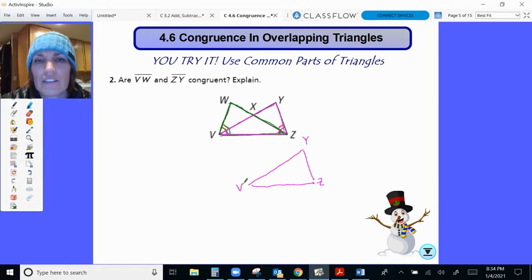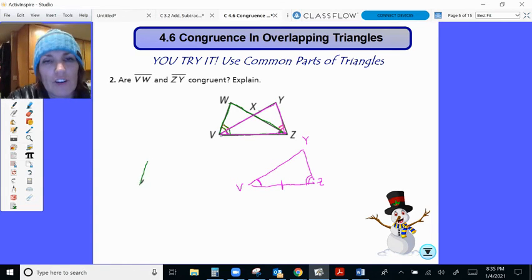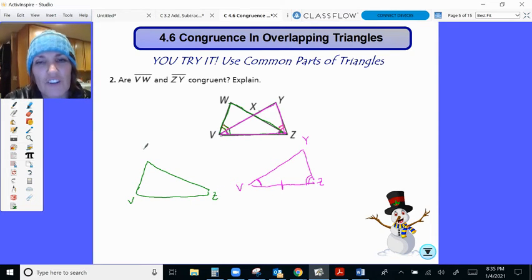Y, Z, V, I know that the V has that marking. Z is congruent because I can add the two little triangles together, and I share the segment VZ. If I look at my little green triangle over here, not very good at drawing my triangles right now. It's hard to draw vertically.